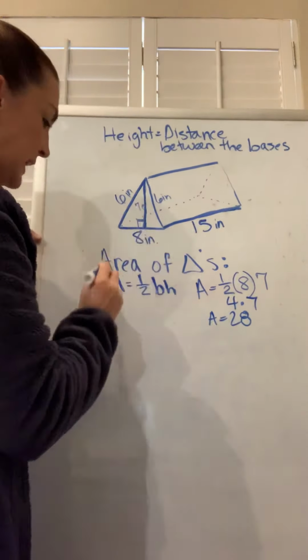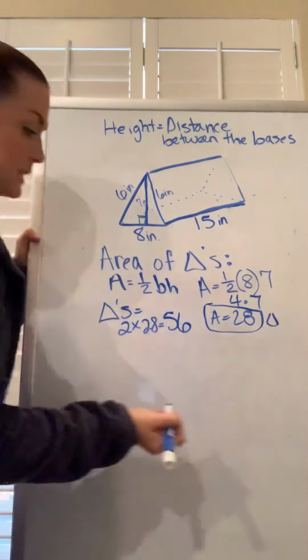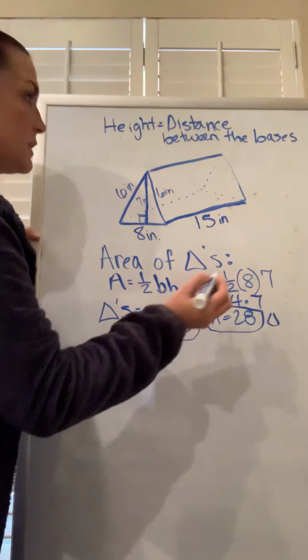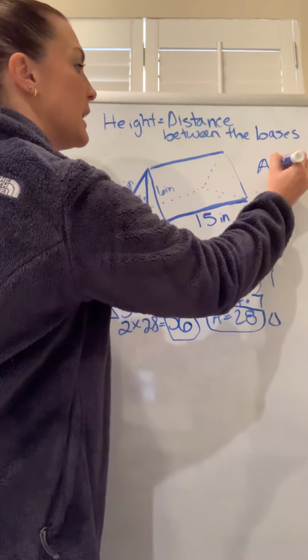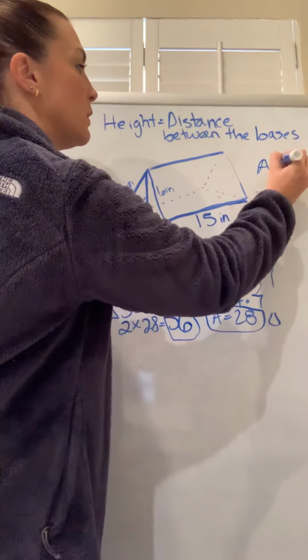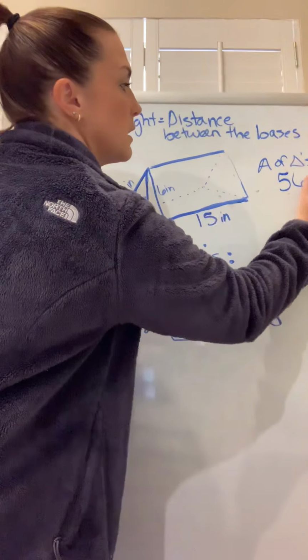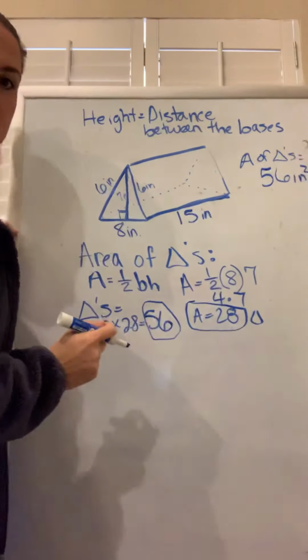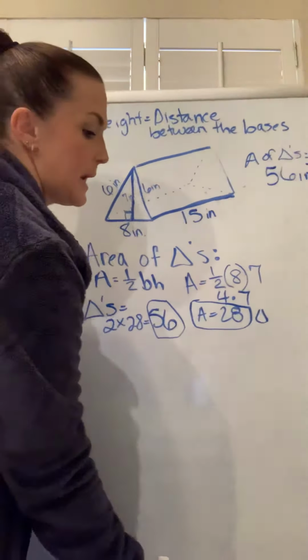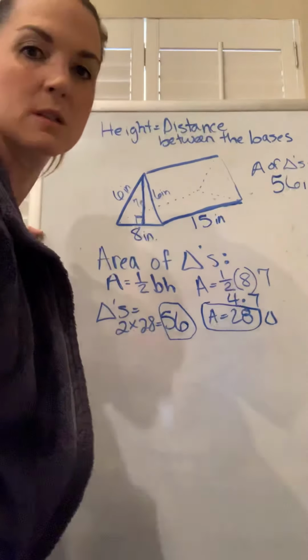One triangle. How many triangles do we have to find the surface area? 2. So the area of our triangles has to be 2 times 28, or 56. Okay, so now we know that the area of the triangles is 56 total inches squared. 56 inches squared.